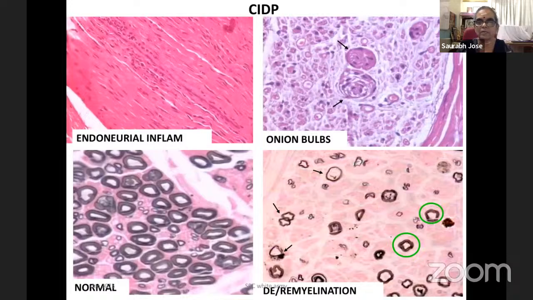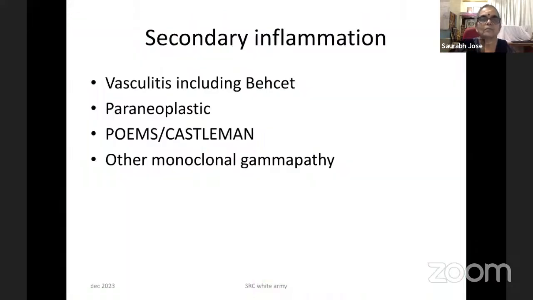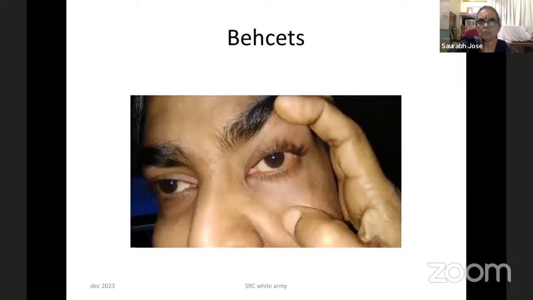In AIDP, you find inflammation and edema. In CIDP, you find onion bulbs due to demyelination and remyelination. So demyelination, remyelination, and onion bulbs indicate CIDP. Then you can have vasculitic neuropathies, which will show nerve infarctions, paraneoplastic neuropathies, POEMS syndrome, Castleman syndrome, where lymph node will be involved. Here you will find hepatomegaly and paraproteinemia and other monoclonal gammopathies.